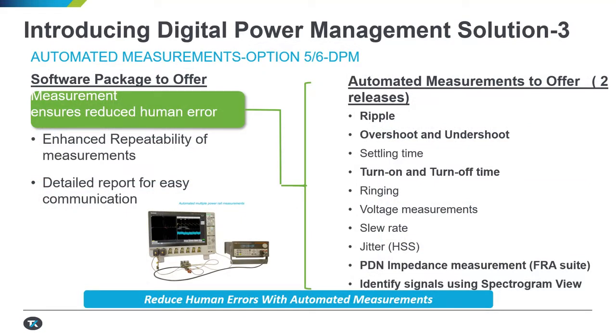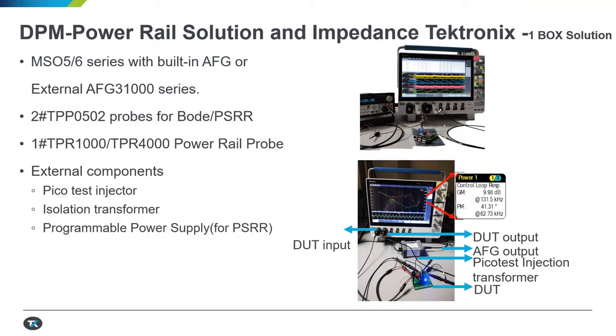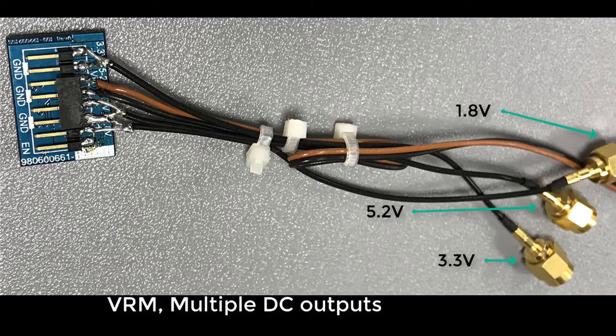On top of it, you need an automated power rail measurement solution, and that's where the third solution component comes into play, the automated power rail testing software which runs on the 5 and 6 series MSO oscilloscopes. So all in all, not only use this solution for your power rail testing, the same setup is used for your frequency response analysis like the two-port impedance measurement, which is important.